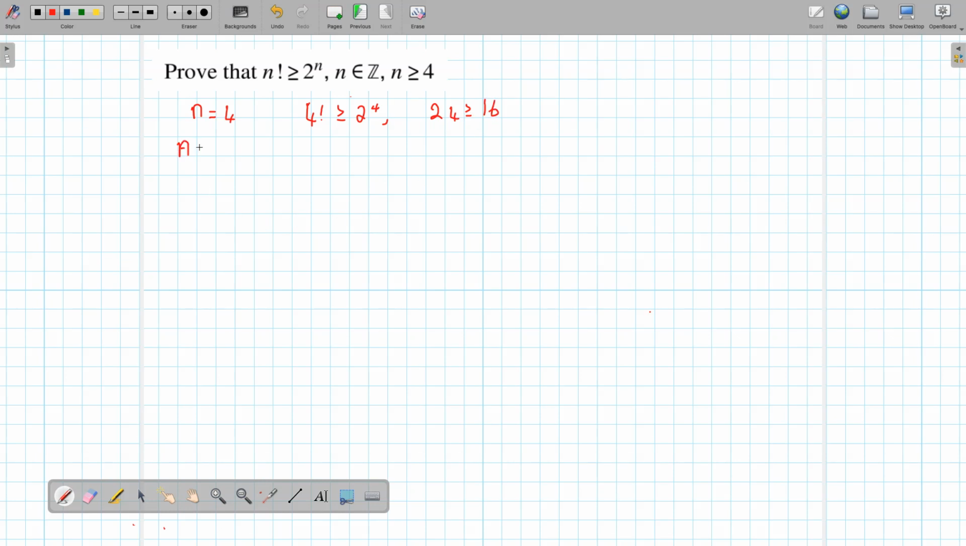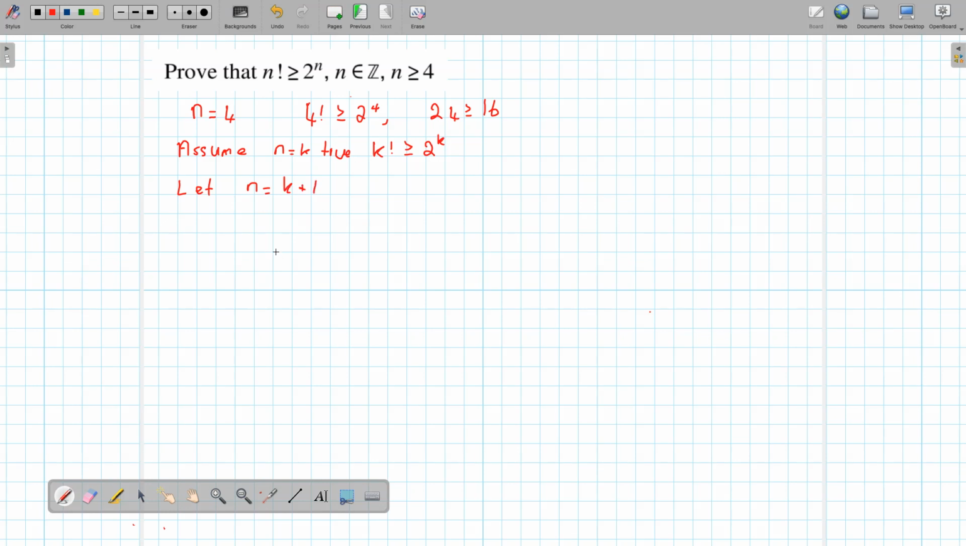Now I'm going to assume that n equals k is true. And this particular line, which is k factorial is greater than or equal to 2 to the k, I'm going to use in my inductive line where I let n equal k plus 1. Put in a true here, or else I don't get the mark.